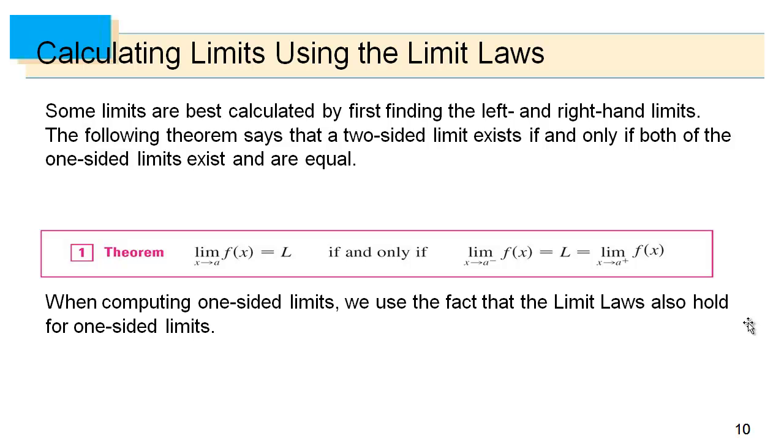Sometimes it's easiest to calculate limits by just finding the left and the right hand limits. It's rare, but it happens. So you do the one-sided limit, you do the other one-sided limit, and if they're the same, then you know the limit right at that point has to equal those two numbers.